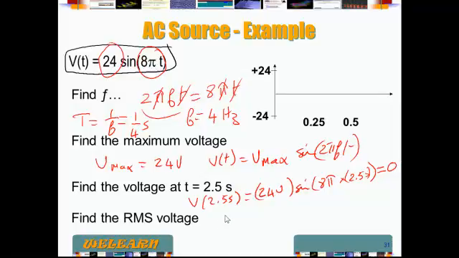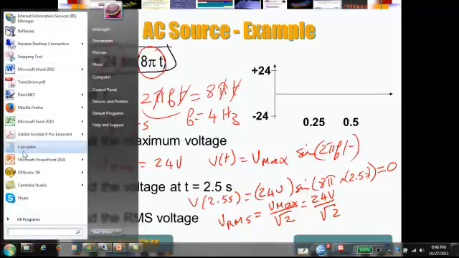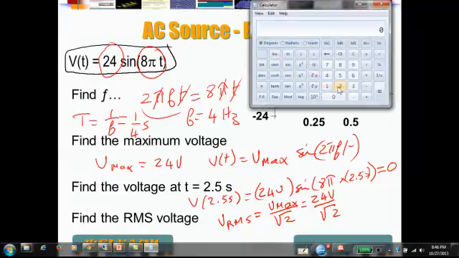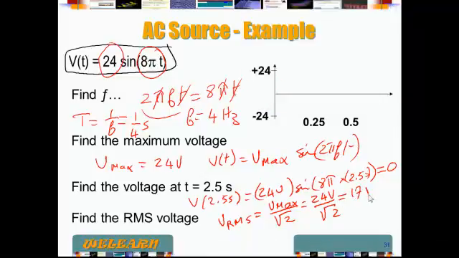What's the RMS voltage? The RMS voltage, Vrms, is just Vmax over square root of 2, which in this case is 24 volts over square root of 2, and we can calculate it if we need to. Okay, let's see if I can pull in a calculator. Here's the calculator. So 24 divided by 2 square root of 2 equals 17 volts.